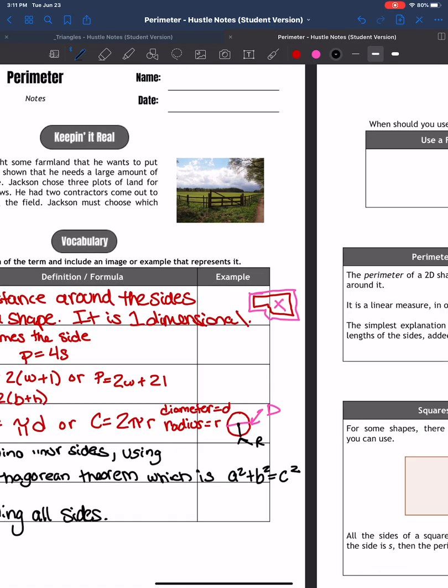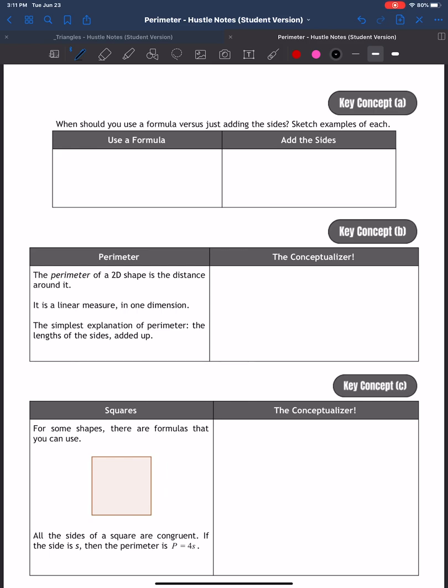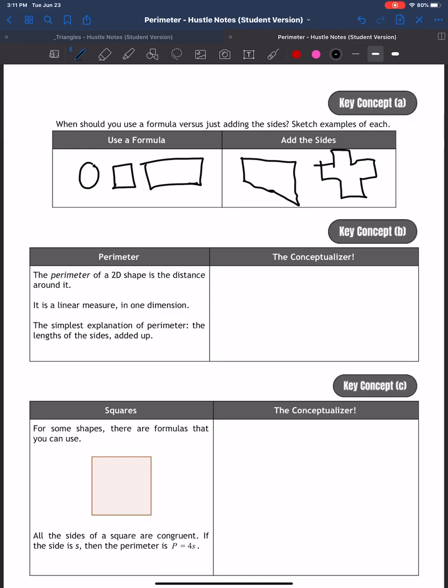Okay, so on to the next set. When you use a formula versus just adding the sides: if you have a circle, a square, or a rectangle, you're going to use that formula. If you have a shape that is not typical, for instance, like this one, or like this one, that's when you would just add your sides.